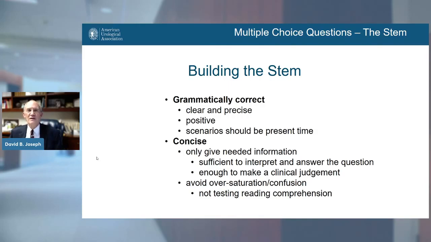You want to make sure that your stem is very concise, and you only want to give the information that's needed, meaning that it should be sufficient to interpret this stem for them to understand the direction you're going and to be able to answer the question or complete the statement that you've mentioned. So you're giving them enough to make a clinical judgment. You definitely want to avoid oversaturation because, again, this is only going to confuse someone. And when you get a stem that's very long, you end up just basically testing reading comprehension, which is not your goal.